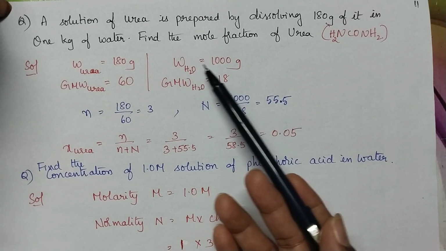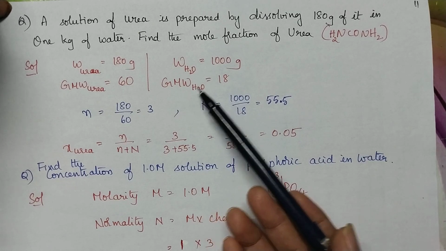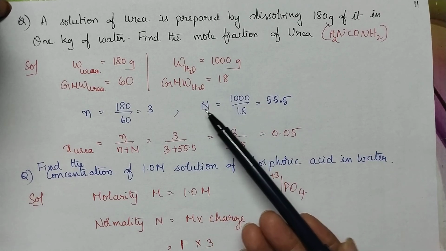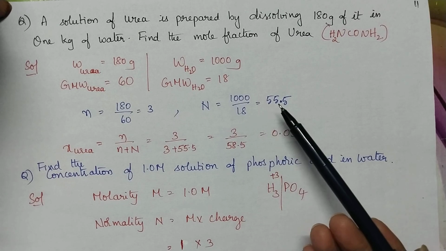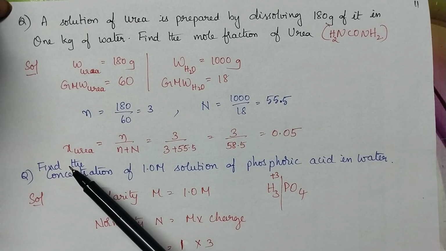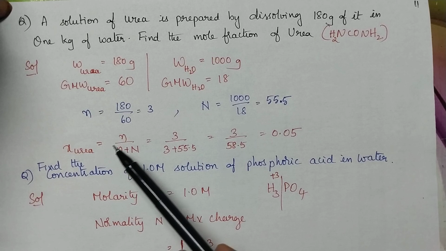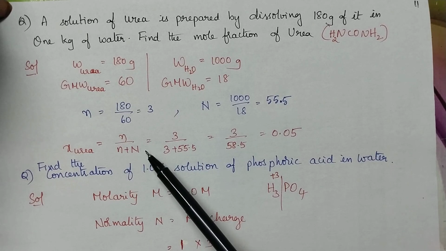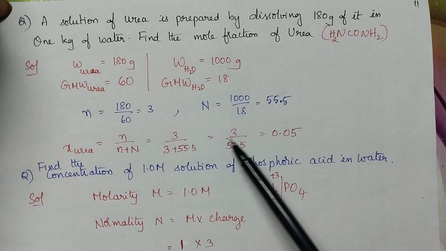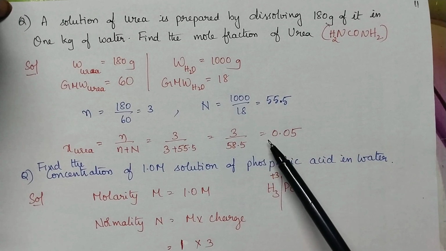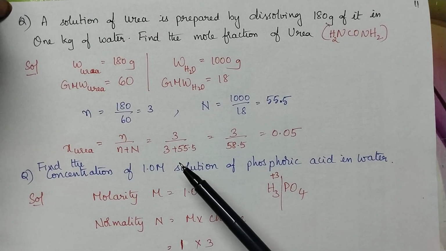Coming to the water, weight of water is 1 kg, that means 1000 grams. Gram molecular weight of the water is equal to 18. So the number of moles of water is equal to 1000 by 18, and that is equal to 55.5. So we are supposed to calculate the mole fraction of urea, that is equal to small n by small n plus capital N, that is equal to 3 by 3 plus 55.5, and that is equal to 3 by 58.5, and hence it is equal to 0.05. Is it clear about the mole fraction?